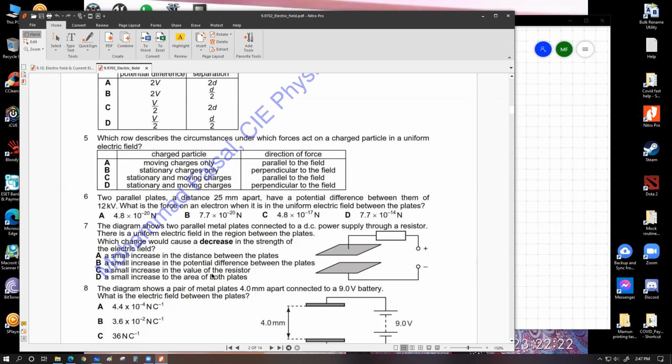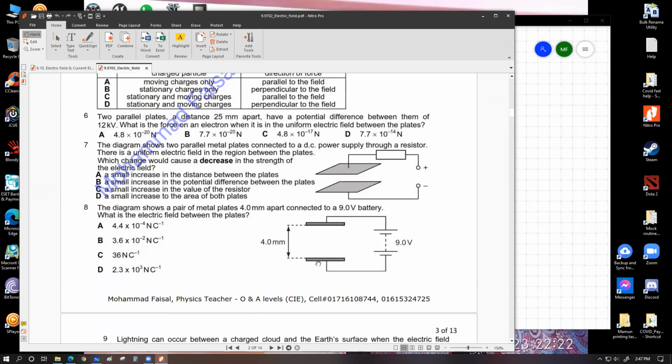Yes, sir. And d is small, equals to the area of the plate plus area, doesn't matter. So disregard that.